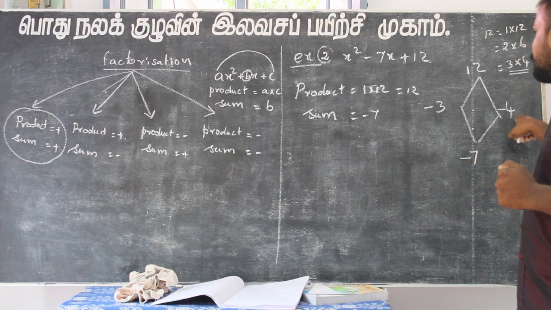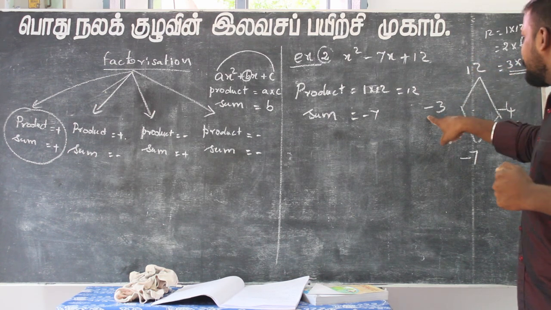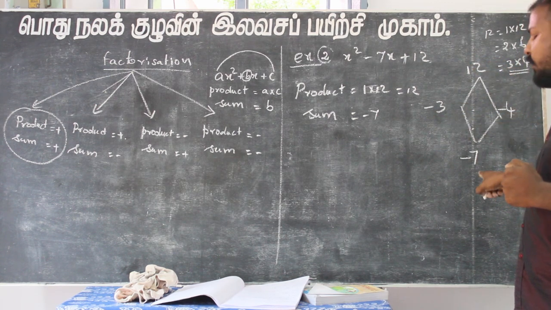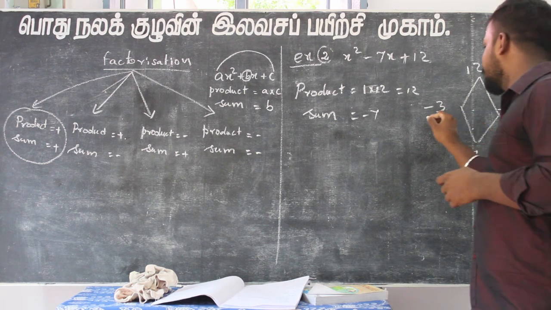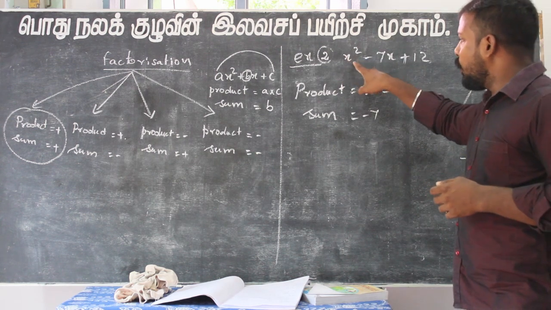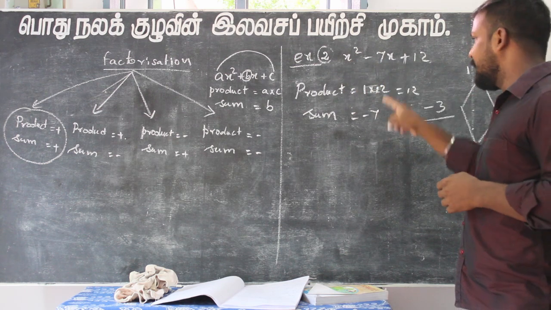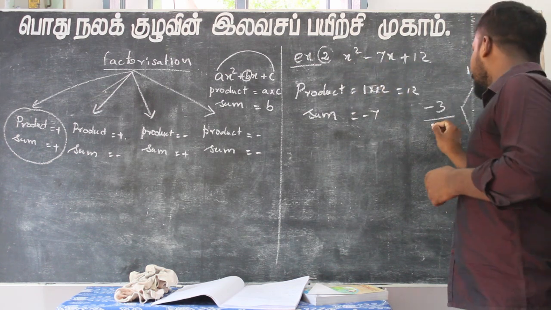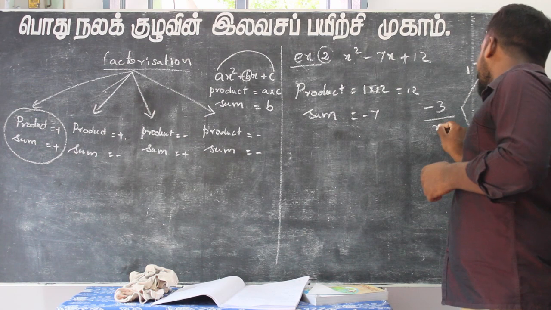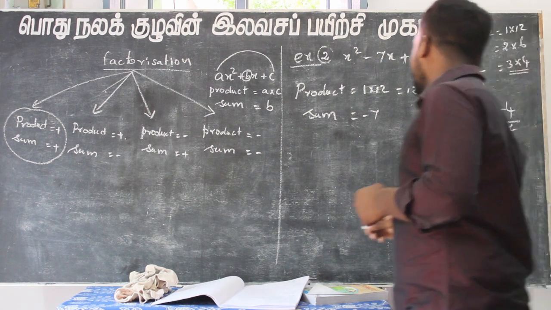Minus 3 into minus 4 you will get 12. Minus 3 minus 4, if you add, you will get minus 7. Same procedure. So what are you going to write here? Coefficient of x square, that is nothing but 1. Then you write the x term. So what will we get here? Divided by x, minus 4 divided by x.